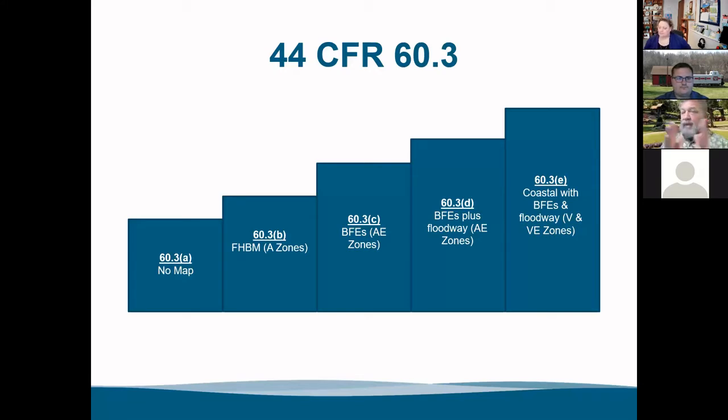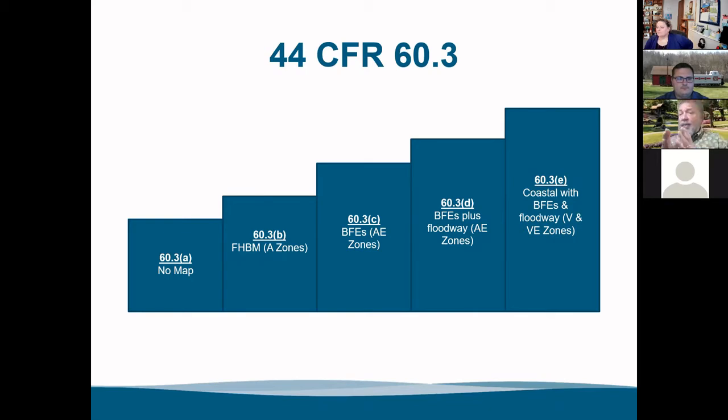And you'll notice with everything that I just said, it doesn't matter whether you have a map or not. You can go ahead and have all of that enacted. So even if you don't have a map, you could join the National Flood Insurance Program, and you would have to follow everything in 44 CFR 60.3 that's listed there in 60.3(a).